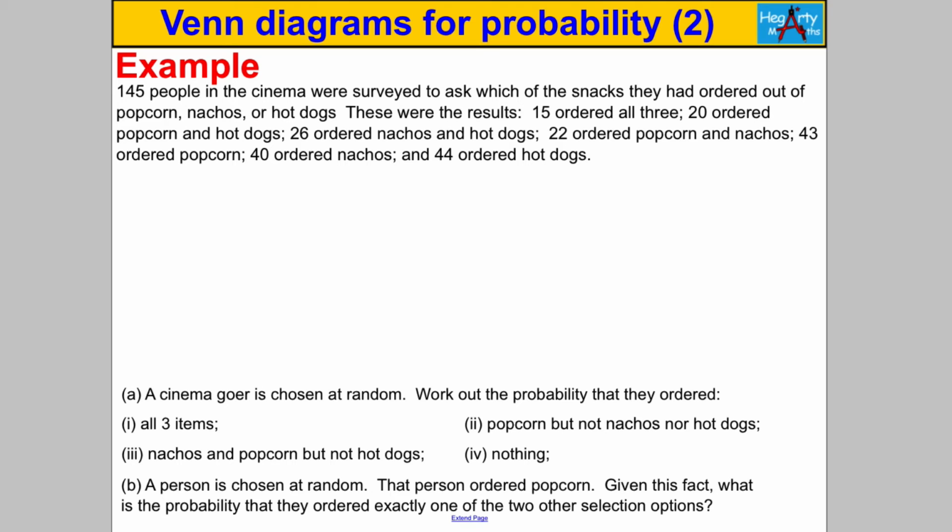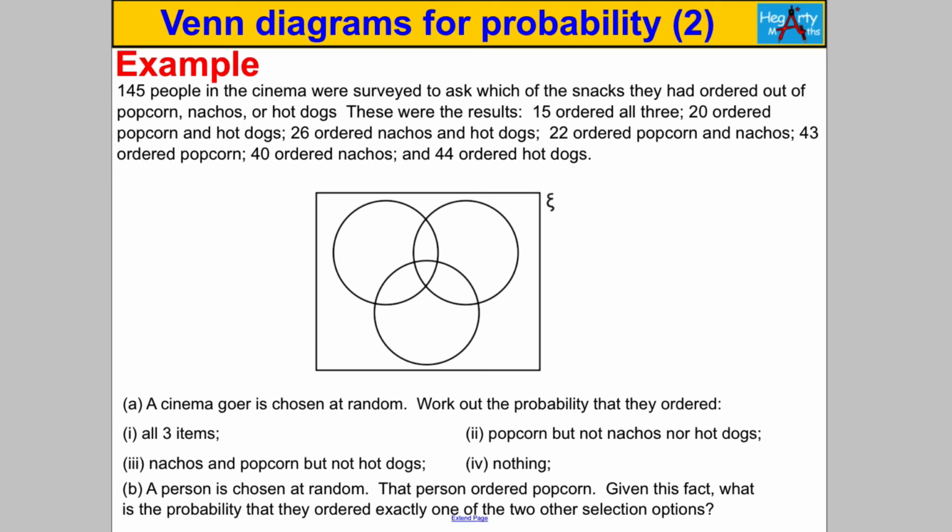Okay, in this scenario, people coming out of a cinema were asked whether they ordered popcorn, nachos, hot dogs, both, all three, or neither, and they were the results. So it's a typical Venn diagram. Let's start by drawing the Venn diagram. 3 overlapping circles. Why don't we call this capital P for popcorn, capital H for hot dogs, and capital N for nachos, let's say. Then we know that the number of people in the universal set is 145.